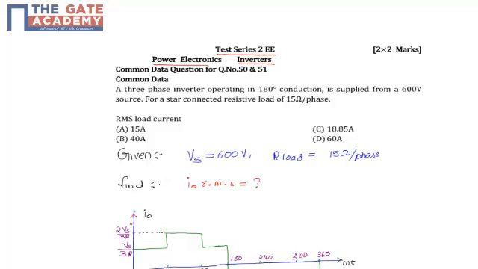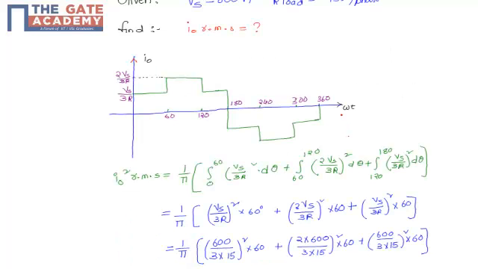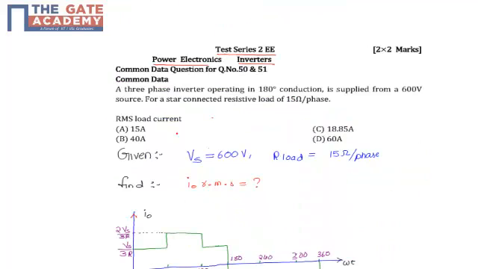The characteristics of the star connected resistive load of the three-phase inverter for the load current, that is I0, is this one. We have to find the value of the RMS load current, that is I0 RMS.